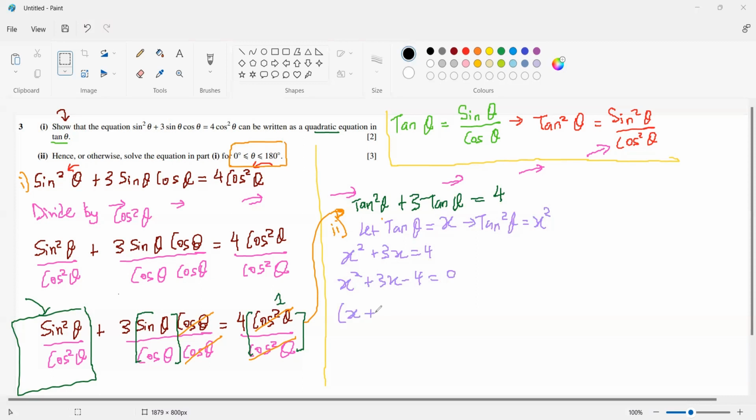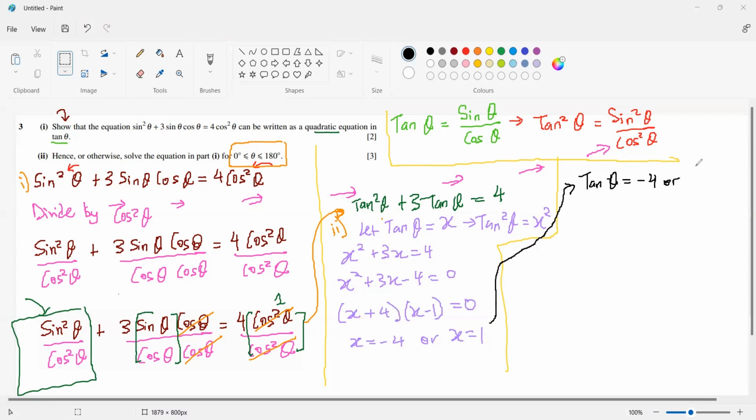So (x plus 4)(x minus 1) equals 0. So we have two possibilities: x equals -4 or x equals 1. But please remember, in this case the x itself is just tangent theta. I'm just going to copy that line to the top here for space reasons. So we have either tangent theta, which is x, equals -4, or tangent theta equals 1.